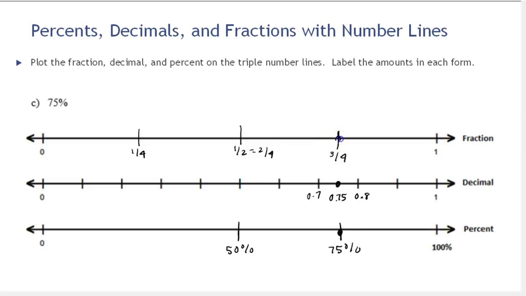So 75% is the same as 0.75 as a decimal, which is 75 hundredths, which is equivalent to the simplified fraction of 3/4. Notice it's also equivalent to 75 per 100, but this is our simplified fraction.